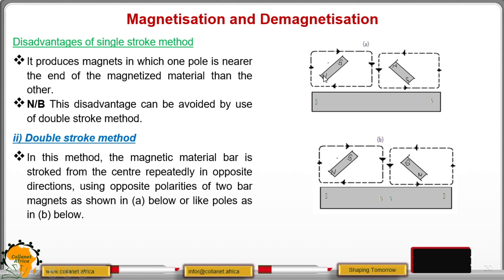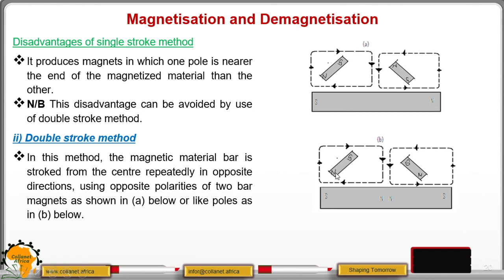Here we are using the north pole and south pole. Here we are using the north pole and north pole. So as the finishing head will acquire an opposite, it implies that this one will acquire a south pole, and this is south, so this will acquire a north pole.